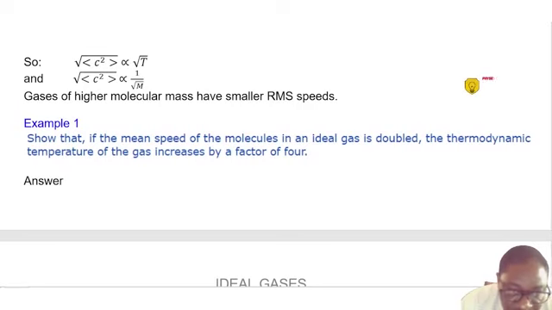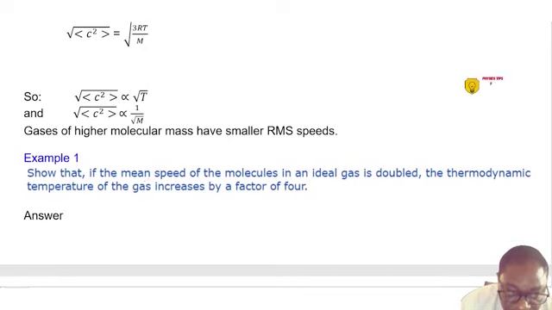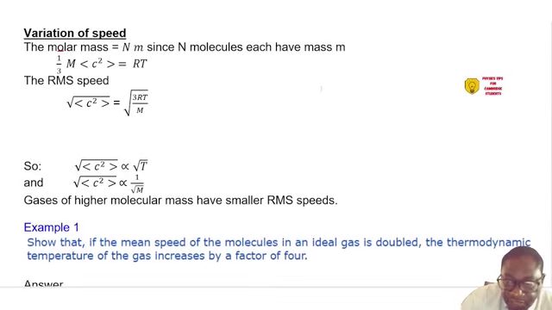It says, show that if the mean speed of the molecules in an ideal gas is doubled, the thermodynamic temperature of the gas increases by a factor of 4. This should be the root mean square speed. Okay, so it says the mean speed and the temperature. That's what we have here. So the temperature is proportional to the average speed squared. So if the speed doubles, then the temperature increases by a factor of 2 squared, which is equal to 4.